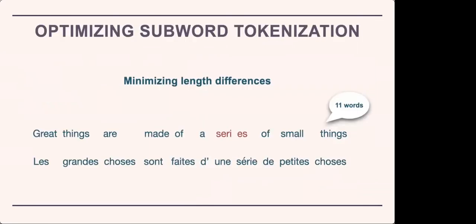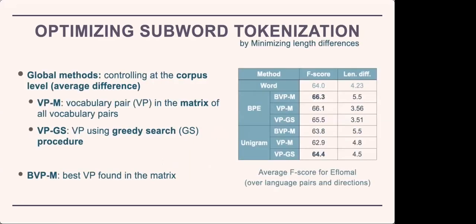We build on the intuition that pairs of sentences that differ in length are difficult to align. As presented above, this suggests that subword splitting should be used to make the length of parallel sentences more even, which means that we try to minimize the length differences. For the global methods, we try to minimize the average length difference at the corpus level.